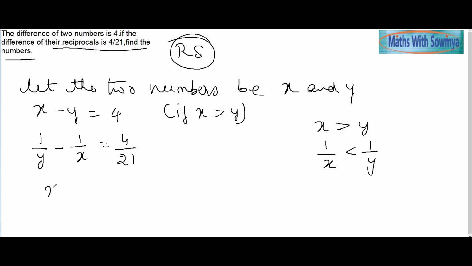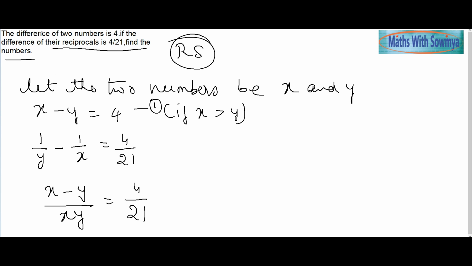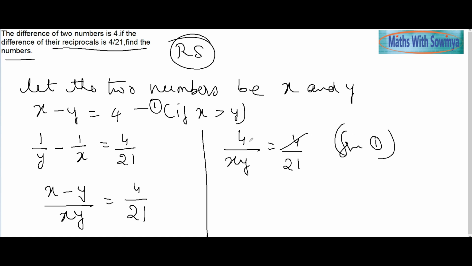Now, you can take the LCM here. x minus y by xy is 4 by 21. You can call it equation 1. From 1, we already have x minus y equal to 4. So I can put here 4 by xy equals 4 by 21 from 1. The 4 gets cancelled, which implies xy is 21. So, I got xy is equal to 21, and x minus y is also there.